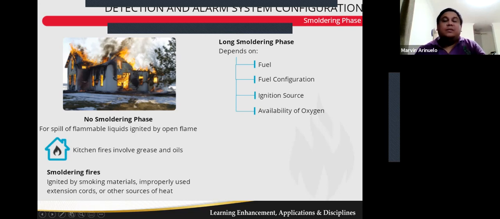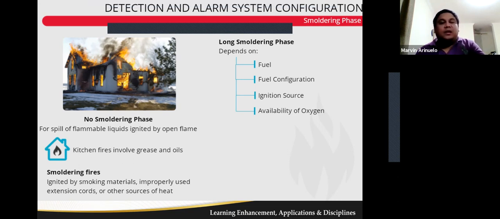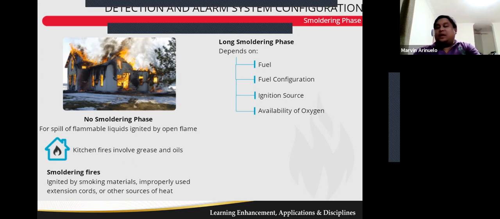The length of smoldering depends on the fuel and the fuel configuration, ignition source, and availability of oxygen. No smoldering for spills of flammable liquids ignited by open flame. A kitchen fire involving grease or oil probably has no smoldering. That's one of the examples. And a smoldering fire ignited by smoking material, an improperly used extension cord, or other source of heat are some of the examples of smoldering fire.